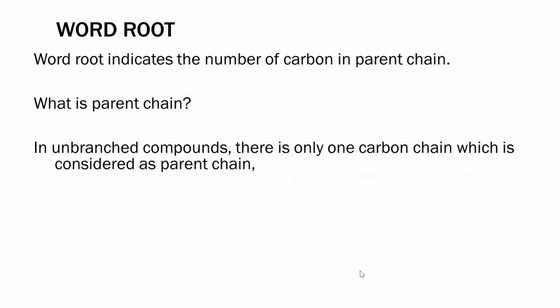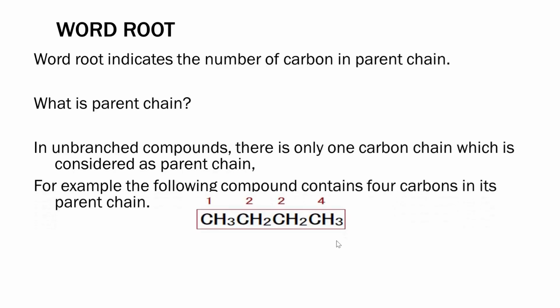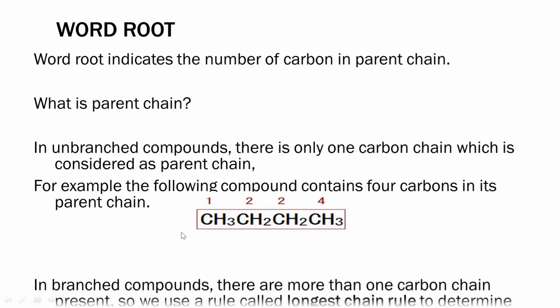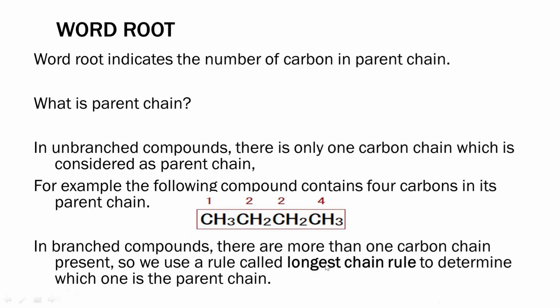In case of unbranched compounds, there is only one carbon chain, which is considered the parent chain. We just discussed unbranched and branched hydrocarbons. For example, the following compound contains 4 carbon in its parent chain: 1, 2, 3, and 4. So that's why this is the parent chain, and it contains 4 carbon in case of this compound, which is an unbranched one. In case of a branched compound, there is more than one carbon chain.